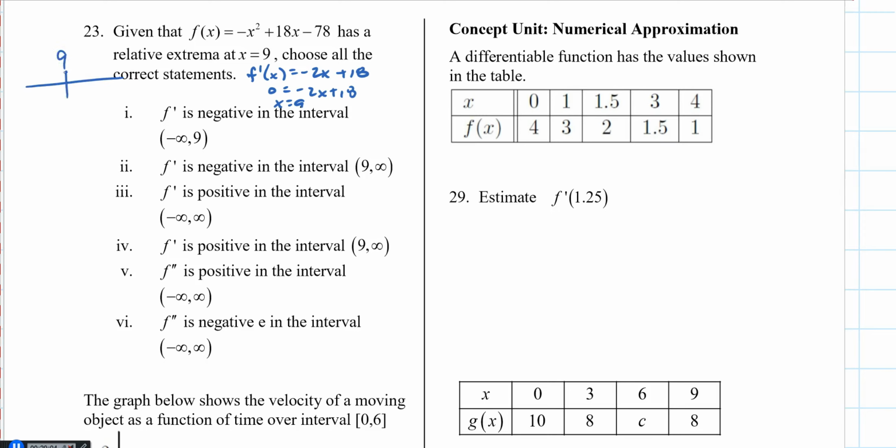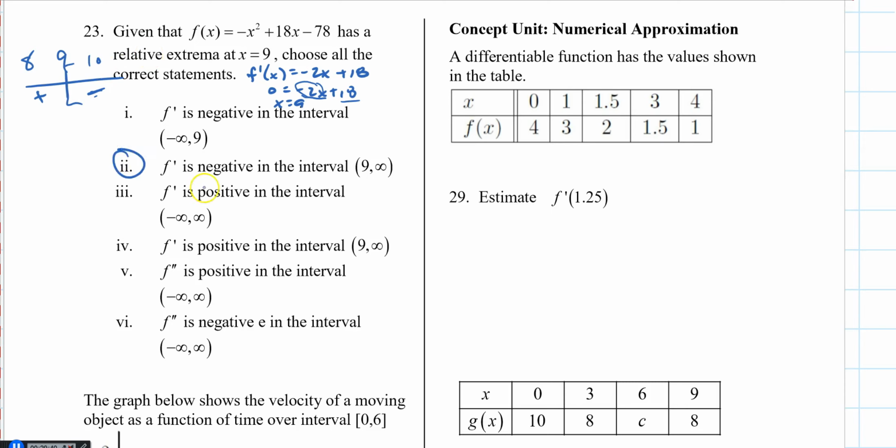There's my 9. If I plug in an 8 and a 10: plugging 8 into my derivative, 8 is going to be -16 plus 18, that's 2, so that's positive. And if I plug in a 10, I get -20 plus 18, which is -2, so that's negative. So f is negative in the interval -infinity to 9? Nope, that's not true. It's negative from 9 to positive infinity, so that's option 2.